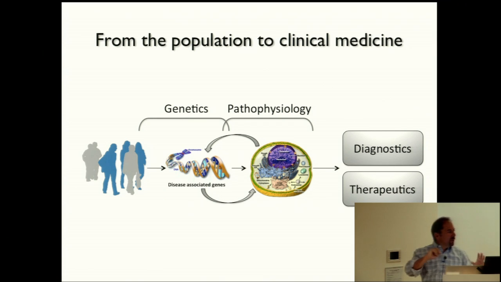Because what you might do is say, well, I'm going to start with a cell in a dish that is a model of a disease, or I'm going to study with a mouse or a fruit fly or a worm or whatever I'm going to do, and I'm going to understand that. I'm going to do the genetics and pathophysiology, whatever I do, but then you've got to figure out how to connect it to the human.